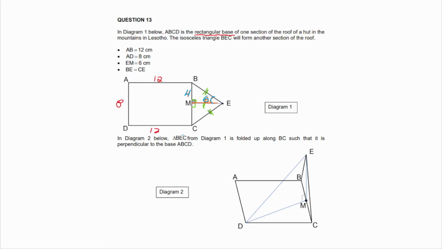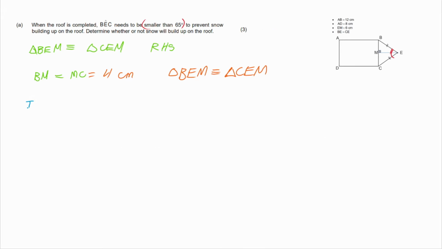So now we need to find this angle over here. Let's say we're working in triangle BEM. If we look in that triangle, we have that tan of angle BEM is equal to our opposite, which is 4, over our adjacent, which is 6. So 4 over 6. Now I can just use my calculator to find angle BEM.